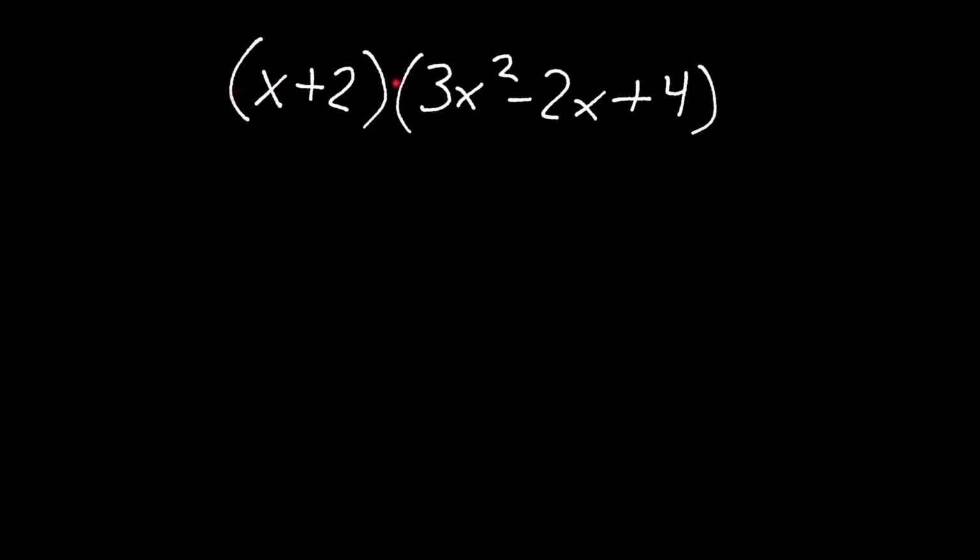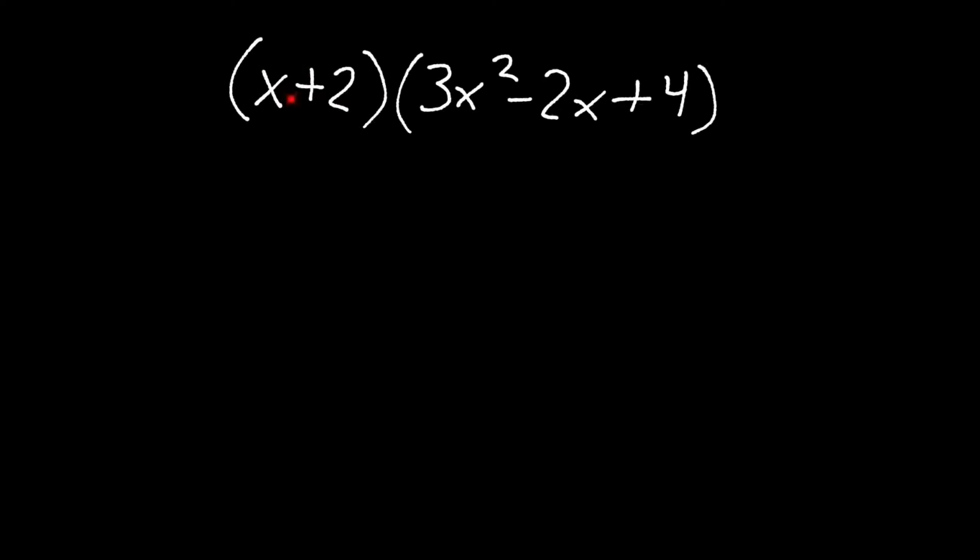Here we have a binomial, x plus 2, and we're multiplying it by a trinomial, 3x squared minus 2x plus 4. Now, for the past examples, we have been using FOIL, which is a great way for multiplying binomials by binomials. But unfortunately, FOIL is not going to help us as much here because the trinomial has too many terms. This is where drawing those arches that I've been using will be the most successful.